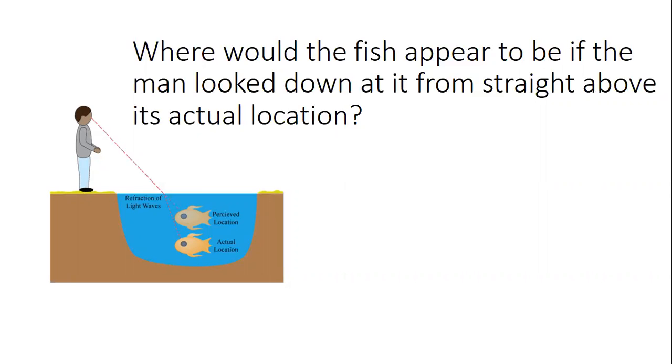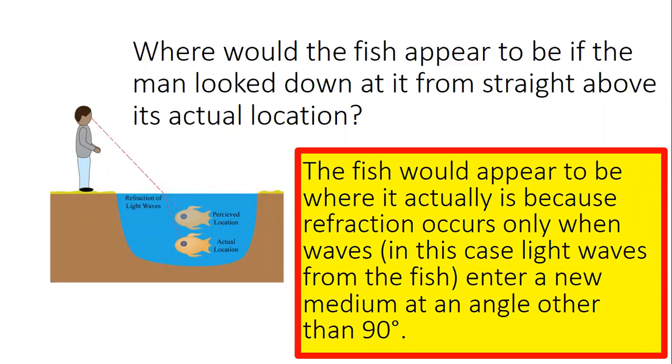Welcome back. Have you decided where the fish would appear to be if the man looked straight down at it from straight above? Well, the fish would appear to be where it actually is, because refraction only occurs when waves, in this case, light waves from the fish, enter a new medium at an angle other than 90 degrees. If we're looking straight down at it, the angle of refraction would be 90 degrees. Therefore, the fish would be in the exact spot where we think it is.